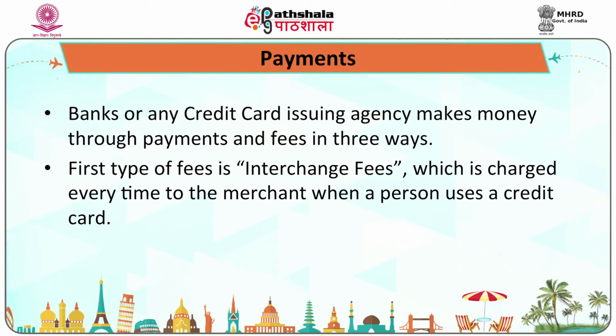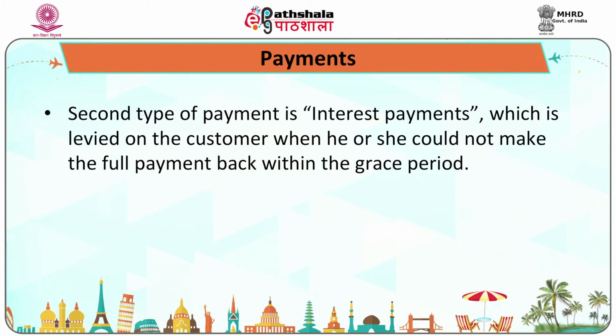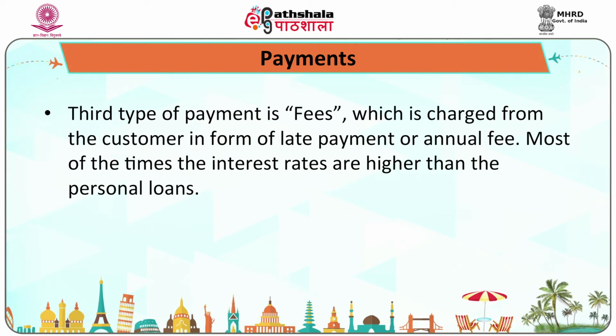The banks or any credit card issuing agency makes money through payments and the fee in three ways. First type of fee is interchange fee, which is charged every time the merchant when a person uses a credit card. Second type of payment is interest payments, which is levied on the customer when he or she could not make the full payment back within the grace period. The third type of payment is the fees, which is charged from the customer in the form of the late payment or annual fee. Most of the times the interest rates are higher than the personal loans.